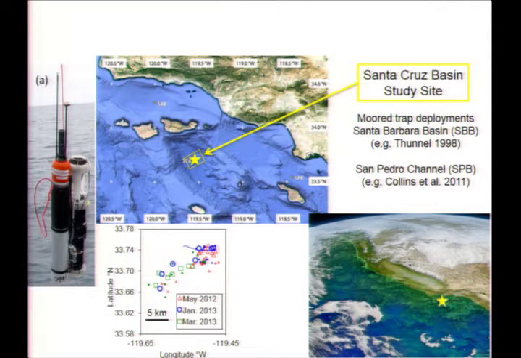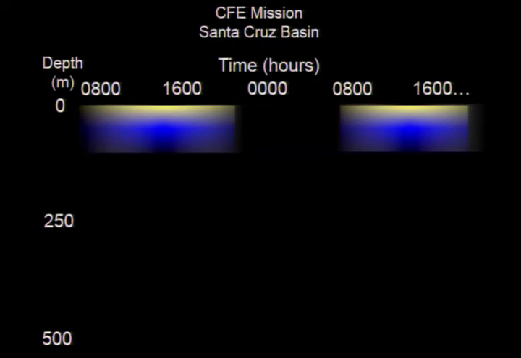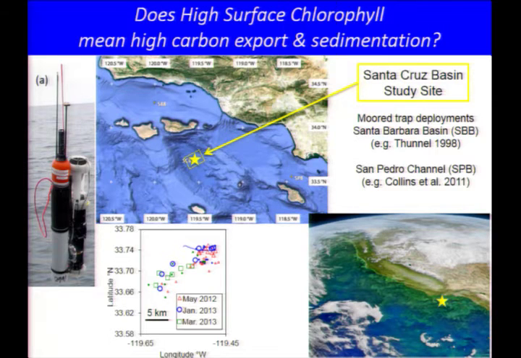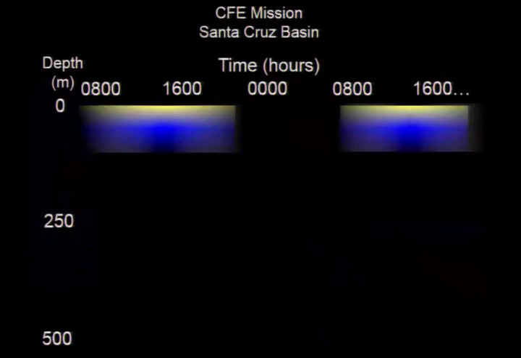So our study site is in the Santa Cruz Basin, and there were moored sediment trap deployments in other years here. And just to put you on the world map. Is my time up? Almost. Okay. So the Carbon Flux Explorer is deployed. We did several cruises in three different seasons. One was May 2012, January 2013, and March 2013. These are all development cruises. We weren't intending to do science.